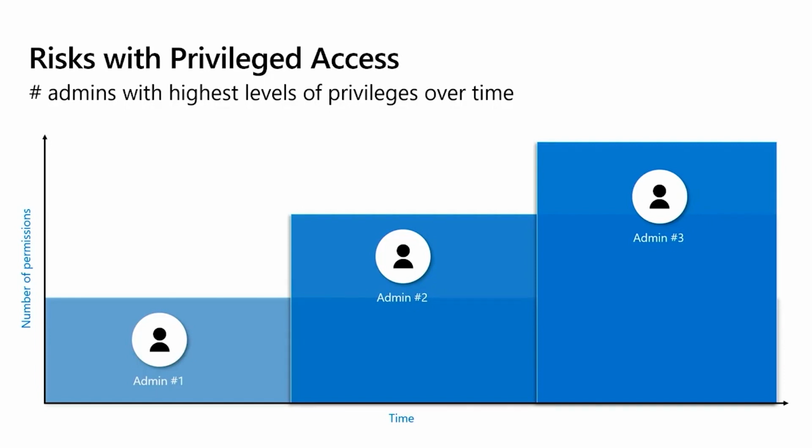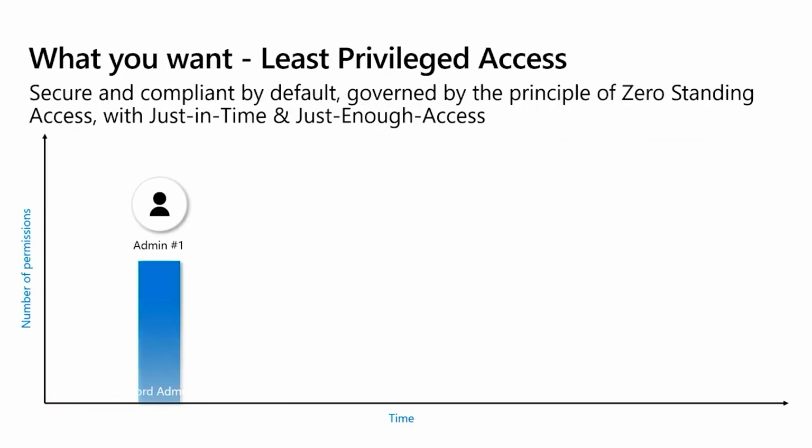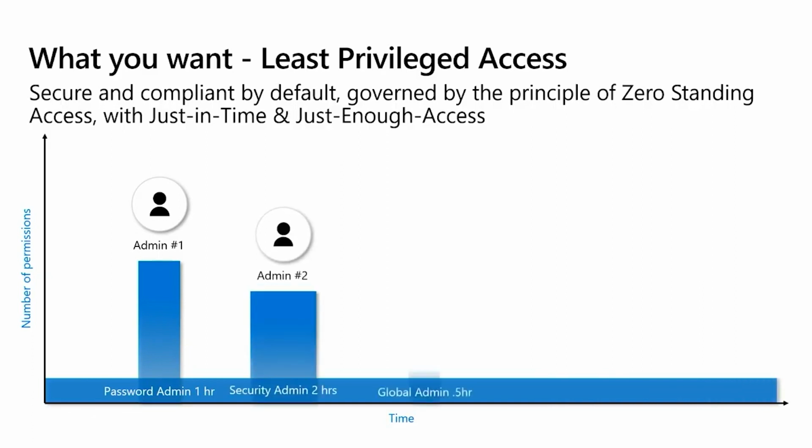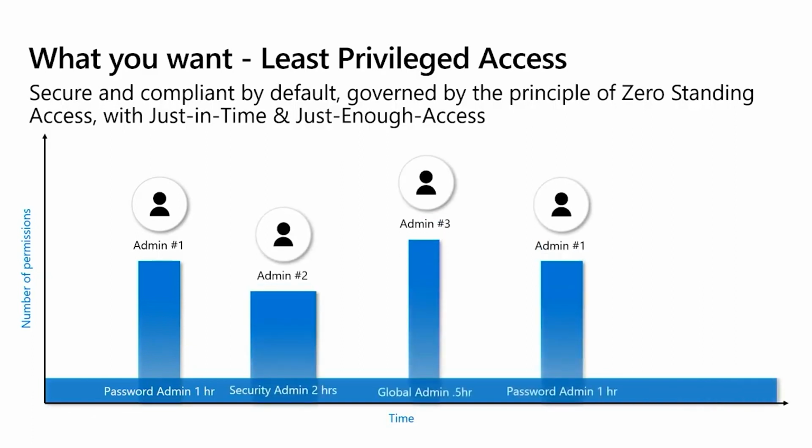What you really want is not to have standing admin access. Instead, your admins should have just enough access and just in time for when it's needed. You can do this today through privileged identity management. This helps reduce your user's risk profile, so even if a privileged user does get phished or attacked, your overall risk is vastly reduced.